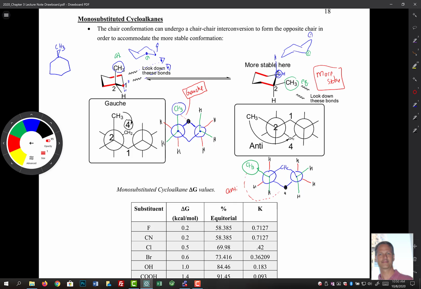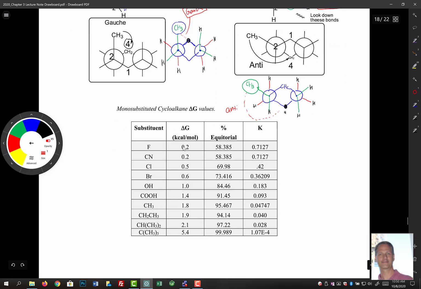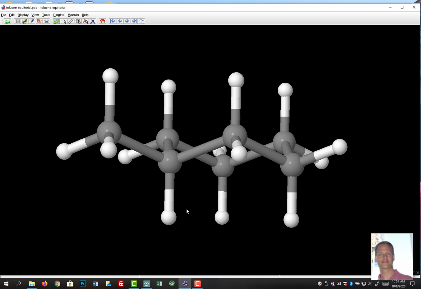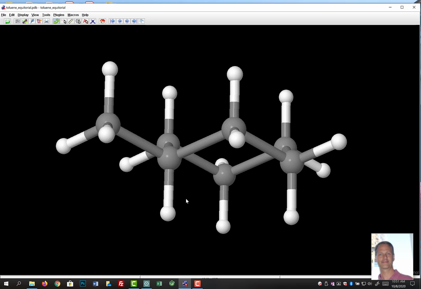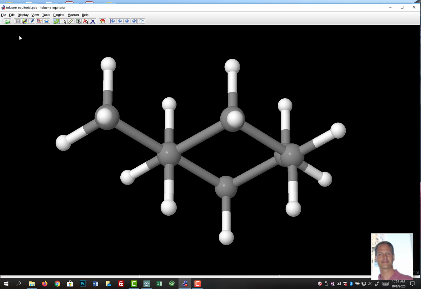The other thing that we get sometimes is these 1,3 diaxial interactions. So we can get these delta G values, and sometimes they're given to you. I'd give them to you on a test, and we can look and see what's the energy that it costs to have one of these substituents at the axial position. So if we look back over here, it's called 1,3 because there's an interaction between the axial positions at number 1 and number 3. So here we're equatorial, so there's no such interaction that needs to be included.